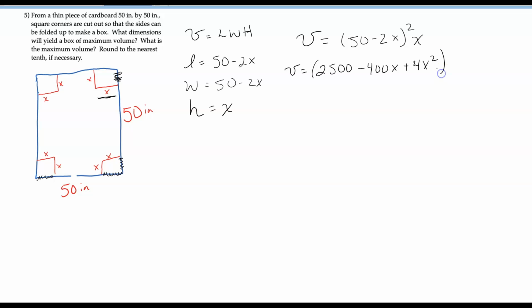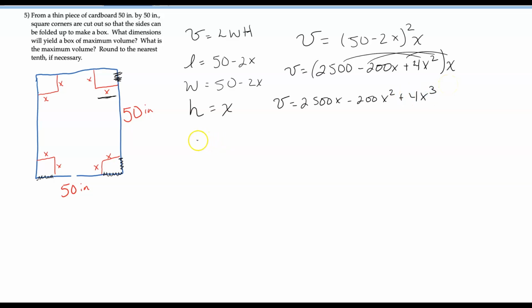It should be 2500 minus... and it's not. I don't know what I'm thinking here. I'm jumping the gun. It's 200x. All right. 2500 minus 200x plus 4x squared, all multiplied by x. And so then I'm going to distribute the x across the board. And V equals 2500x minus 200x squared plus 4x cubed.